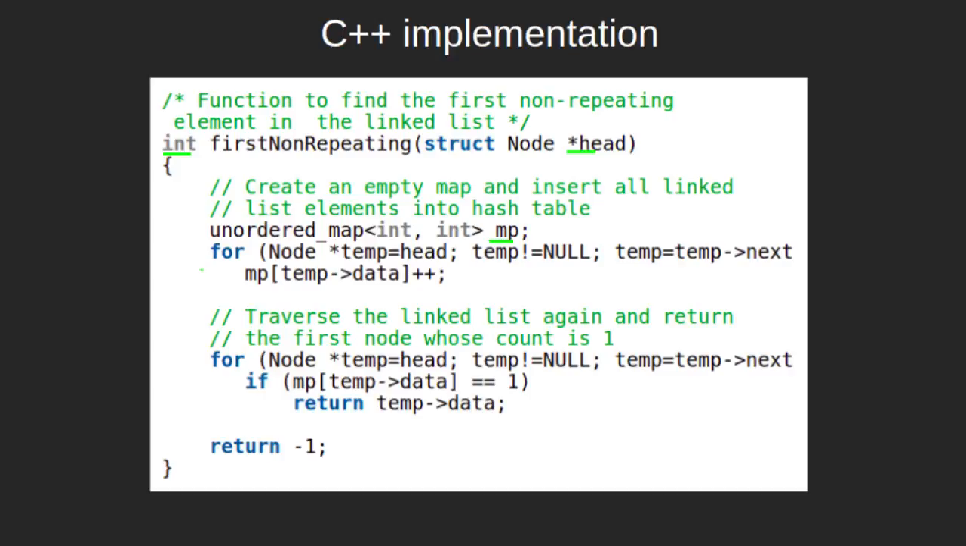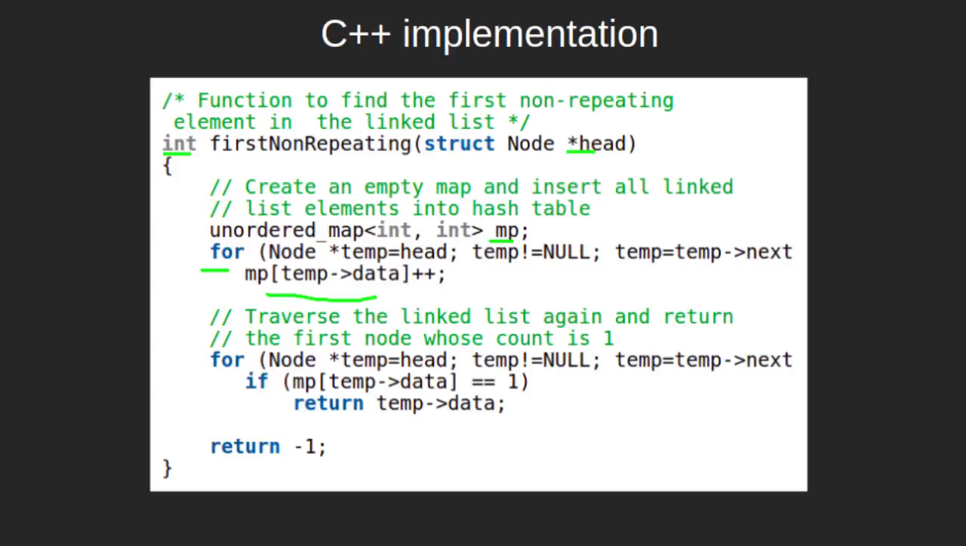We then start traversing the linked list and will insert elements in the hash table using mp[temp->data]++ for all the elements in the linked list. So here temp->data is the key and mp[temp->data]++ is the value for that key. After this traversal, we will get the frequencies of all the elements.